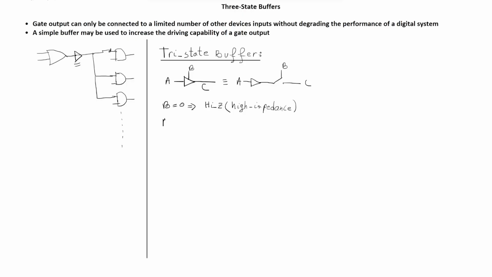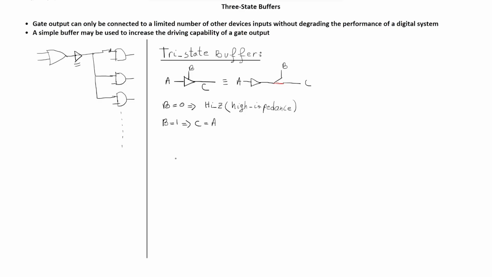So what happens when B equals 1? When B equals 1, this gate here will be closed. So we have a closed circuit, and then the output C will be equal to A. If A is 1, C is 1. If A is 0, C is 0.